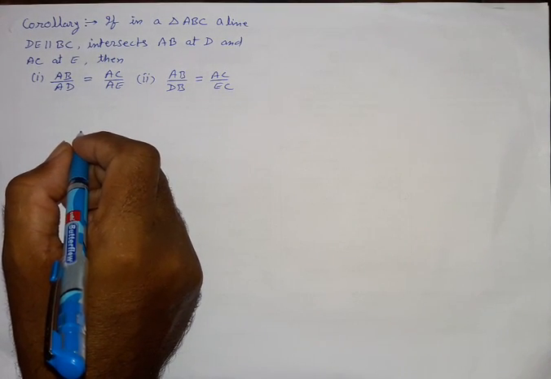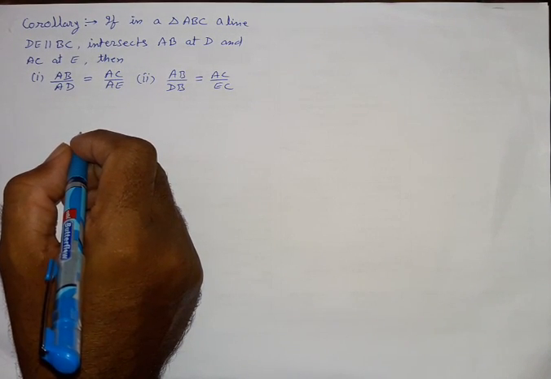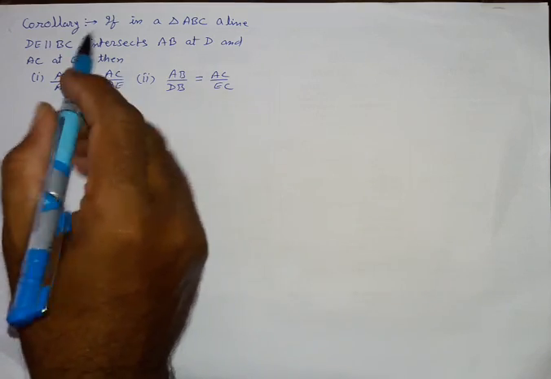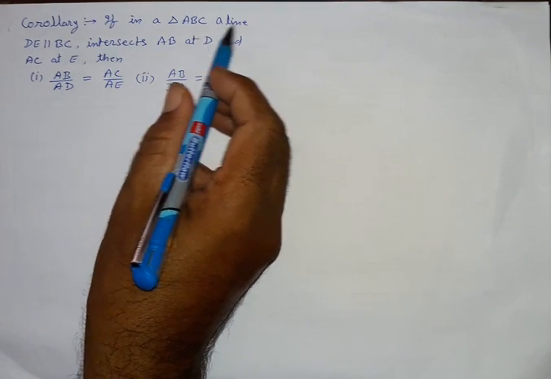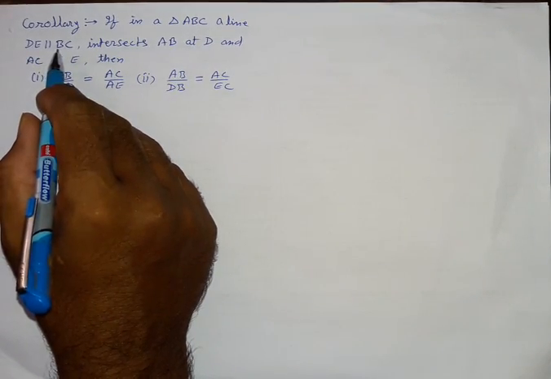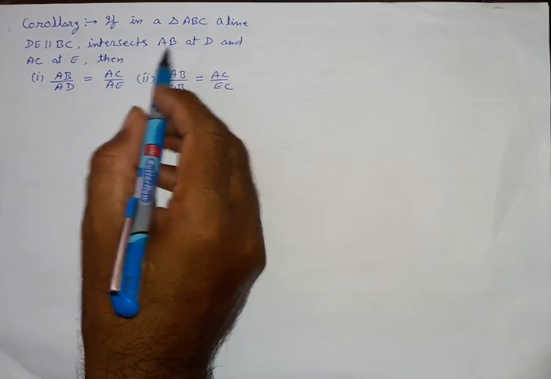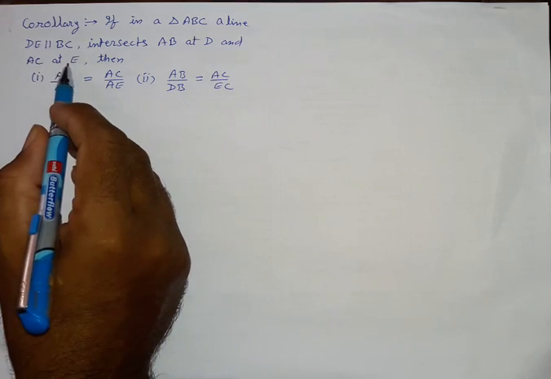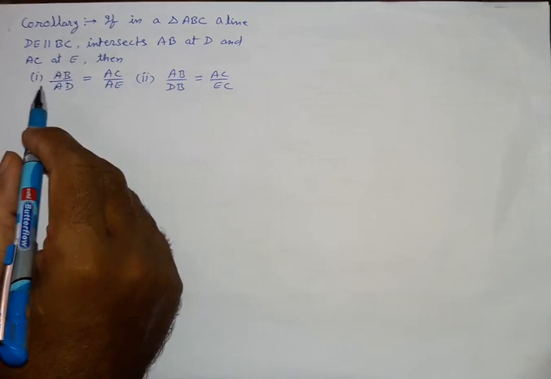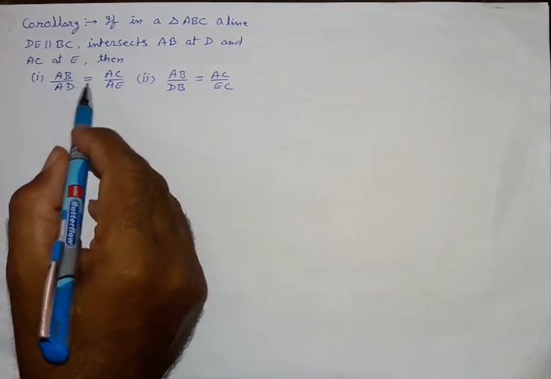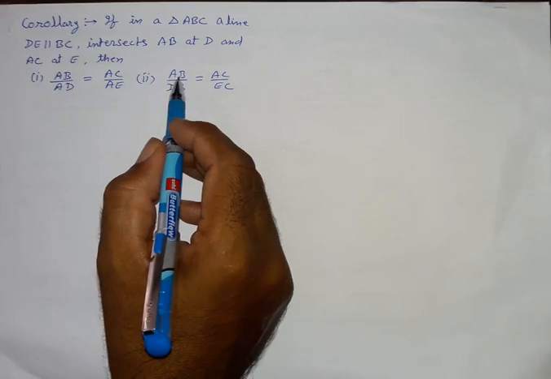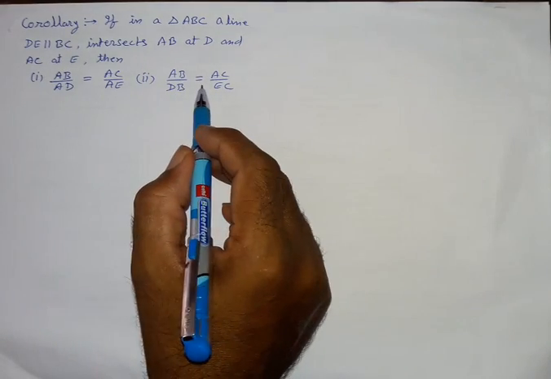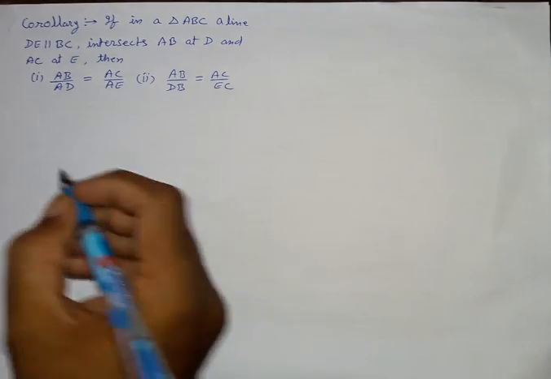Today we will study the corollary of the BPT theorem. According to this corollary, if in a triangle ABC, a line DE parallel to BC intersects AB at D and AC at E, then the first result is AB upon AD is equal to AC upon AE, and the second result is AB upon DB is equal to AC upon EC.